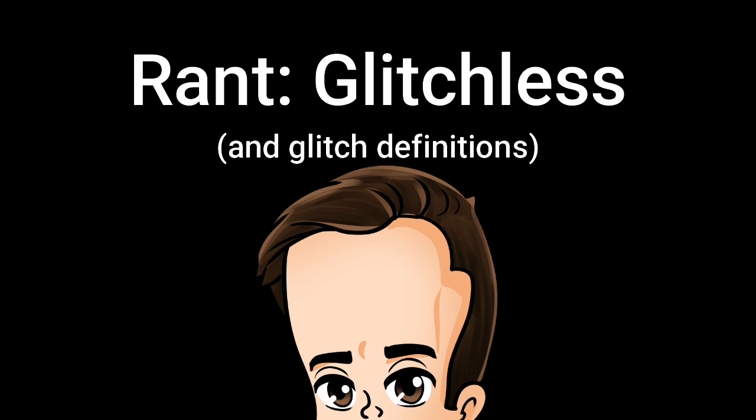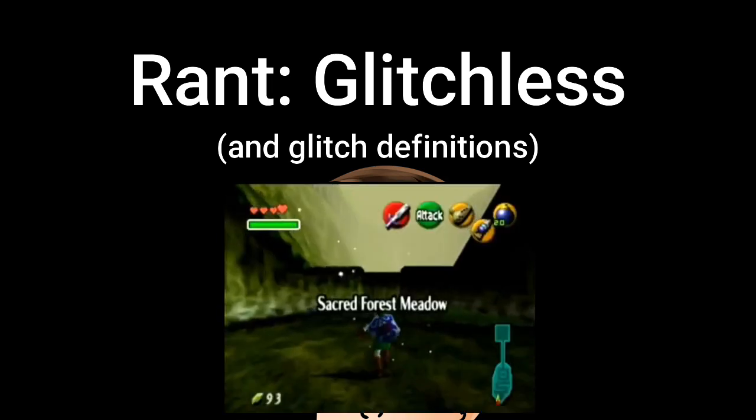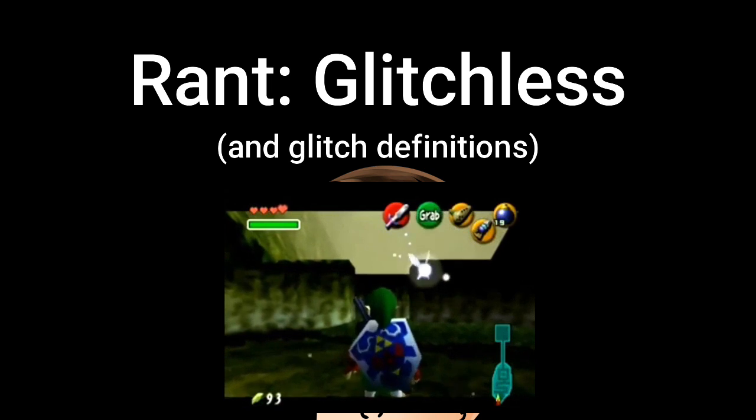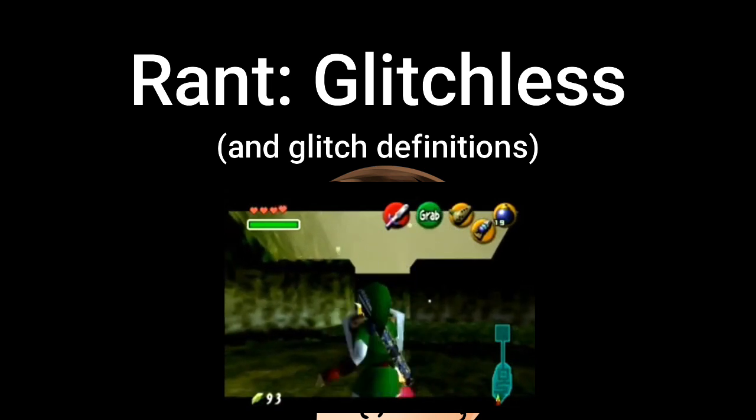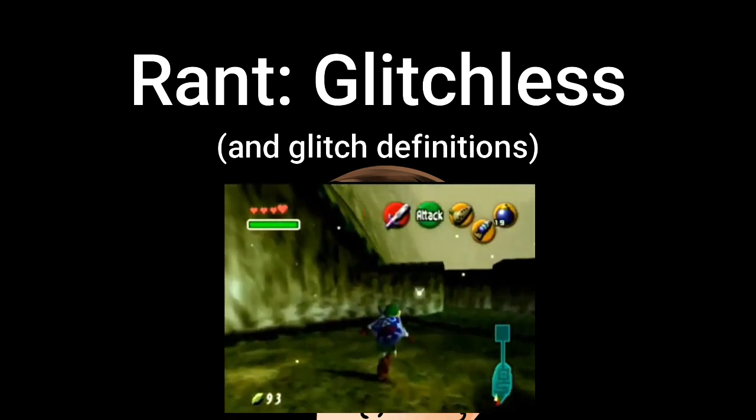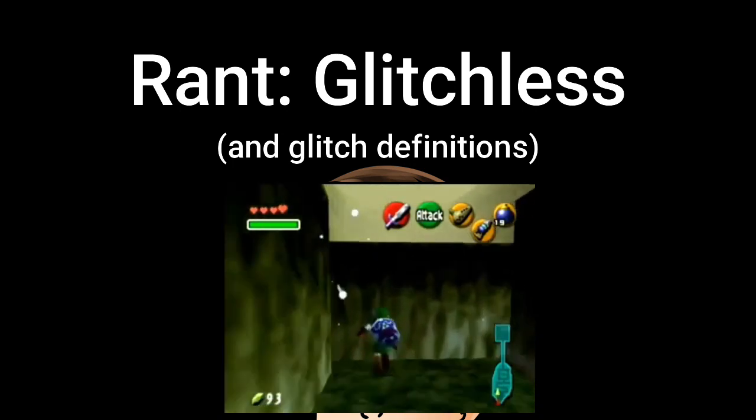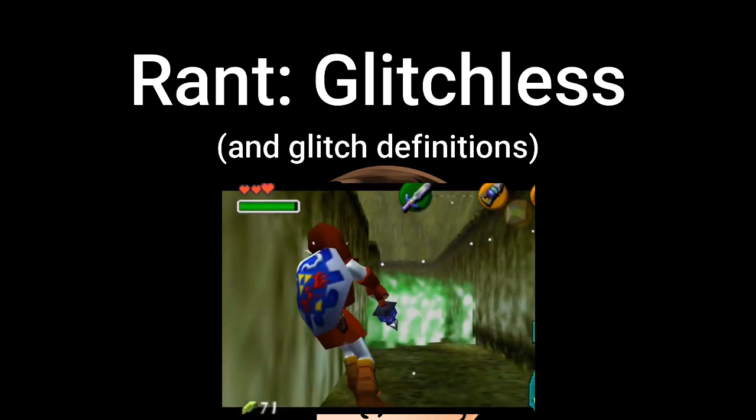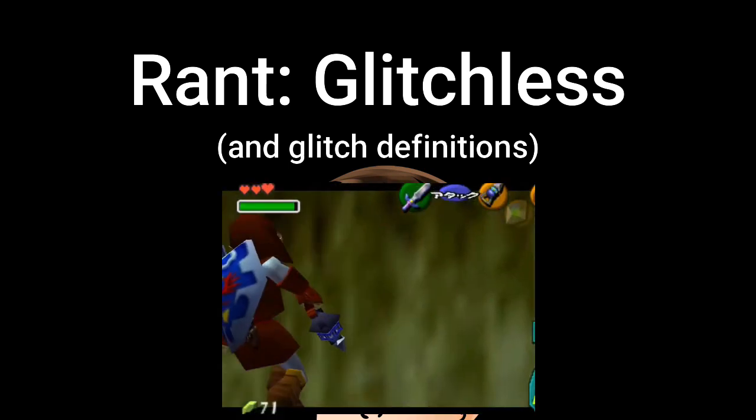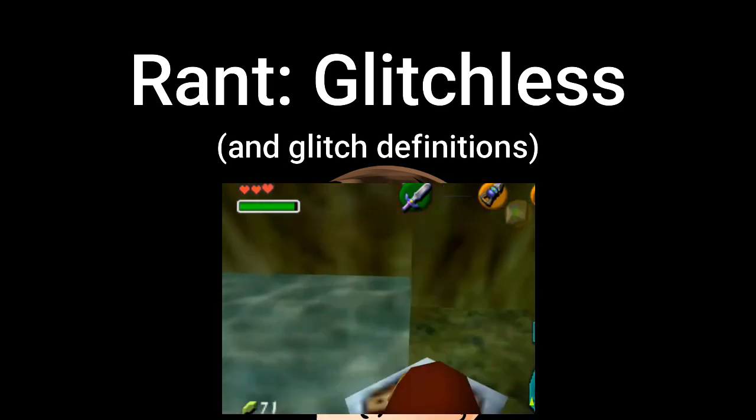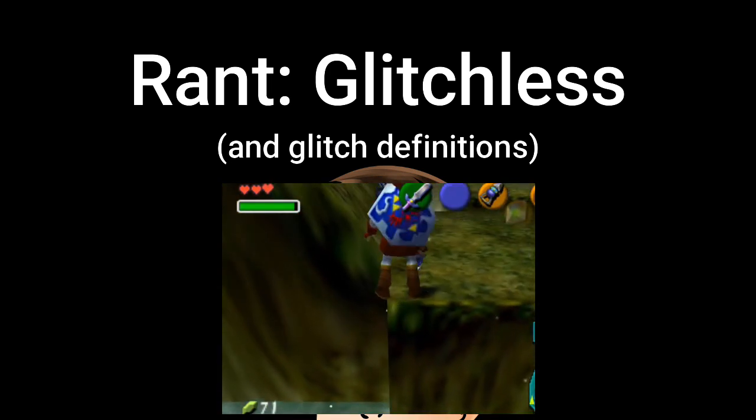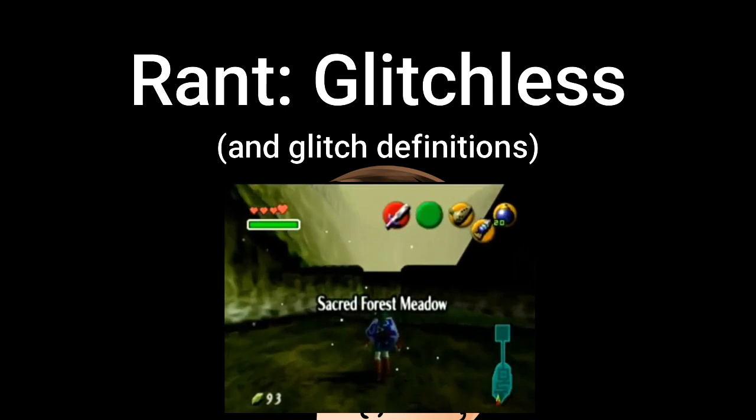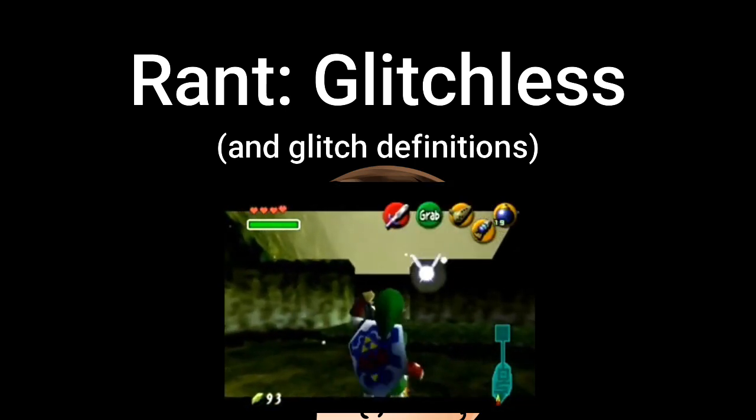Ocarina of Time, with their so-called glitchless jumps. Let me see if I can pull it up. Okay, here it is. So you see in this first clip, the runner uses a bomb to jump and grab the ledge of the maze so that they can then run over the maze and skip the whole thing. Now take a look at this next clip. This is a glitchless version. The runner does a setup that allows them to jump off the side and grab the ledge, effectively doing the same thing, only they aren't doing the bomb thing.